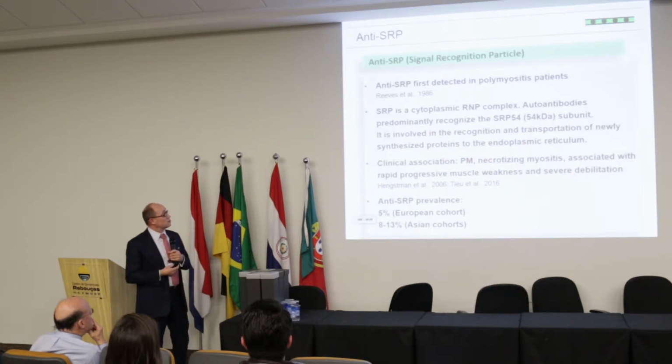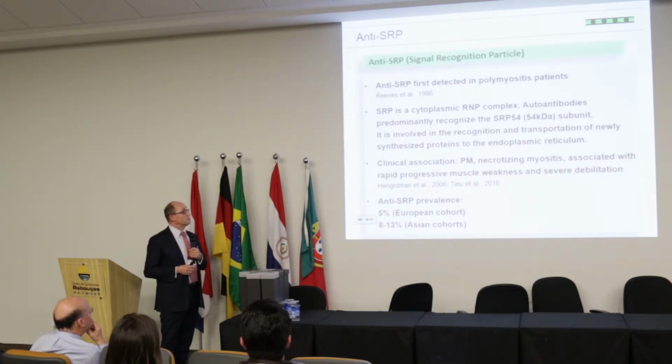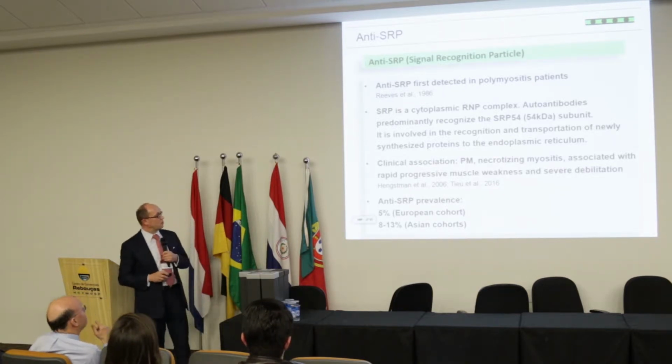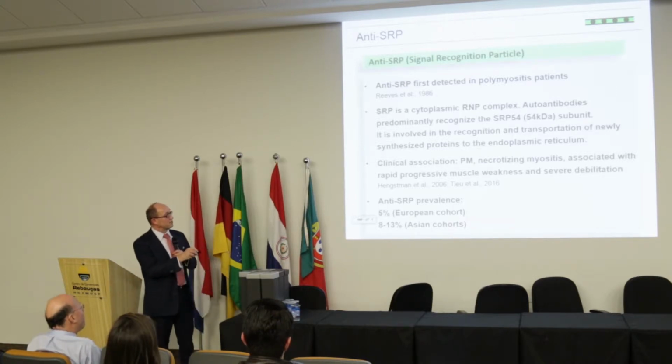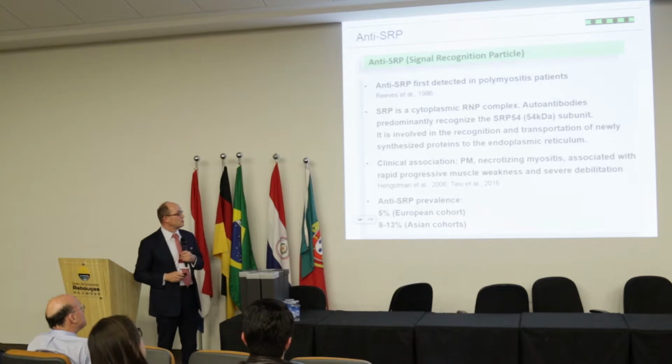SRP, signal recognition particle, first described in polymyositis patients. It's a cytoplasmic RNP complex. Autoantibodies predominantly recognize just one subunit, the 54 kilodalton, and this signal recognition particle is involved in the recognition and transportation of newly synthesized proteins to the endoplasmic reticulum.